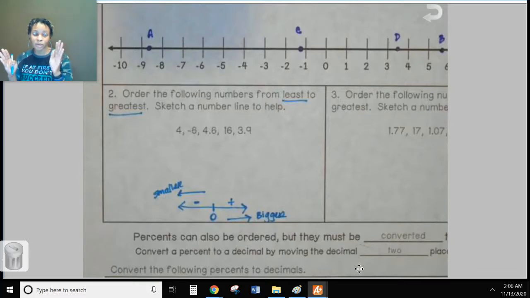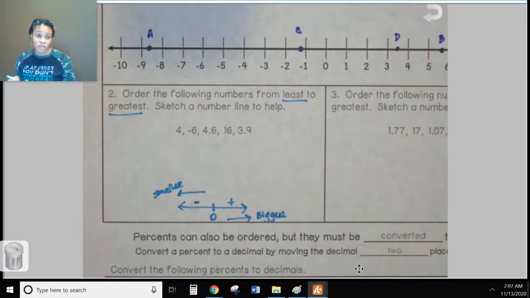Think about, would you rather owe someone $1 or $6? I sure don't want to owe them $6. I don't want to be that much in debt to somebody, so I'd rather owe them $1. So it's getting farther away, putting you in more debt, which is a negative, a horrible thing to be in. It's a smaller number. Great. When we go to the right, we know 5 and 7, 7 is clearly larger than 5. We go to the right, they're getting bigger. So remember those things as we're sketching.